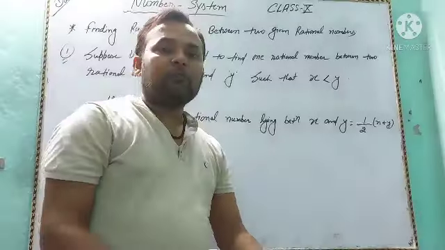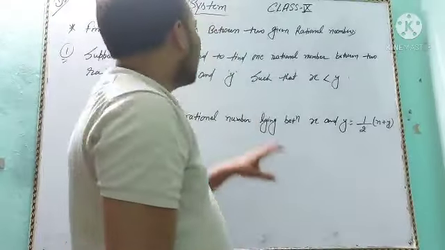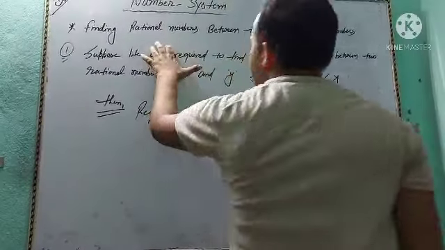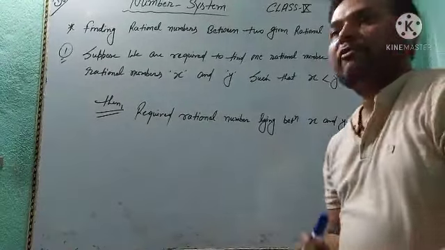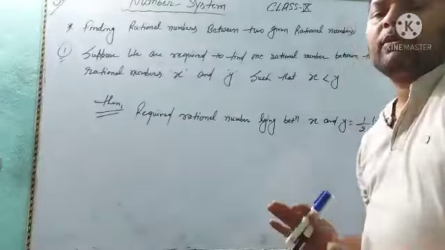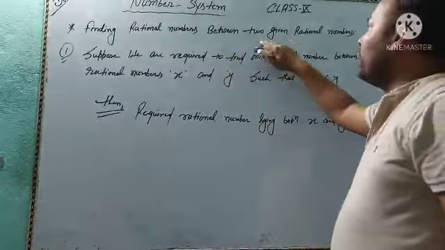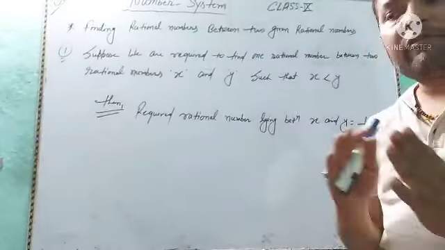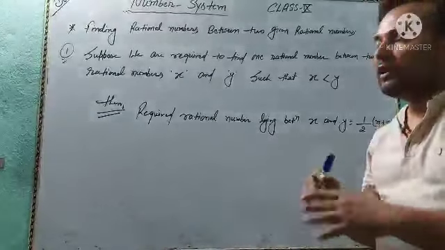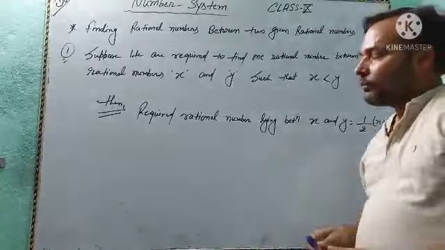Now students, our next term related to rational numbers is finding rational numbers between two given rational numbers. It means कि दो दिए हुए रेशनल नंबर्स के बीच में हमें रेशनल नंबर फाइंड करना है.